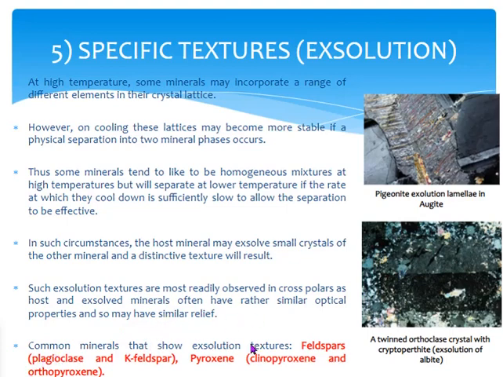Common minerals that show exsolution texture are feldspar, plagioclase or orthoclase, and pyroxene, orthopyroxene and clinopyroxene. So exsolution or specific textures means some minerals show different properties of texture or solution. So these are called exsolution minerals. So this is all about the optical properties under crossed nicols and optical properties under the petrological microscope.